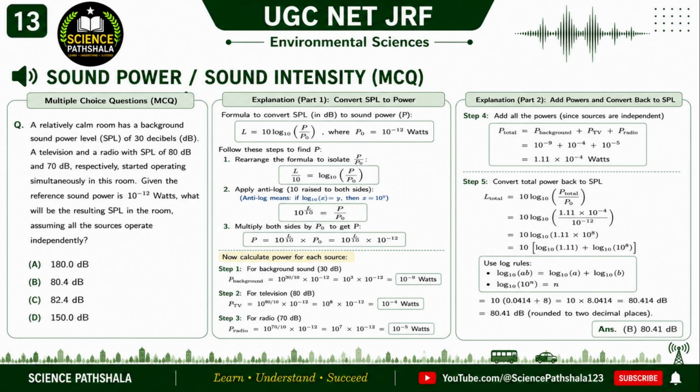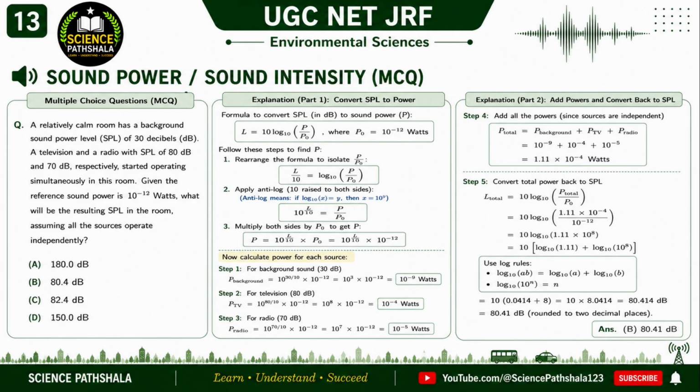Follow these steps to find P. Now firstly we need to rearrange the formula to isolate P upon P naught. So that is L upon 10 is equal to log P upon P naught. Now we need to apply anti-log, that is 10 raised to power to both sides. Anti-log: if log x is y, then x is equal to 10 raised to power y. So 10 raised to power L upon 10 becomes P upon P naught. Multiply both sides by P naught to get P. So P is 10 raised to power L upon 10 into P naught, that is 10 raised to power L upon 10 into 10 raised to power minus 12.